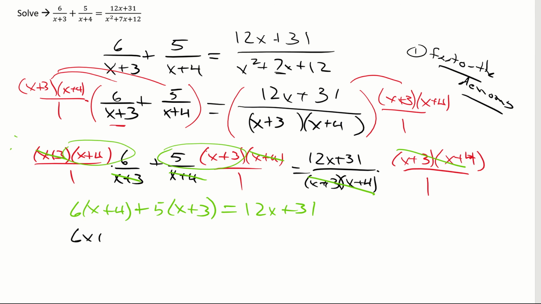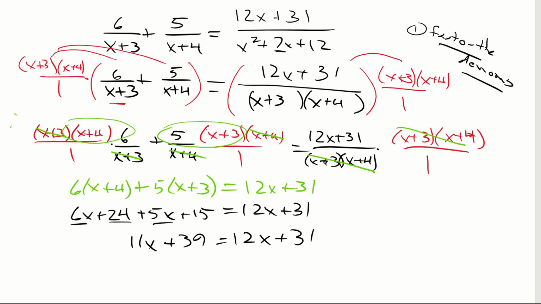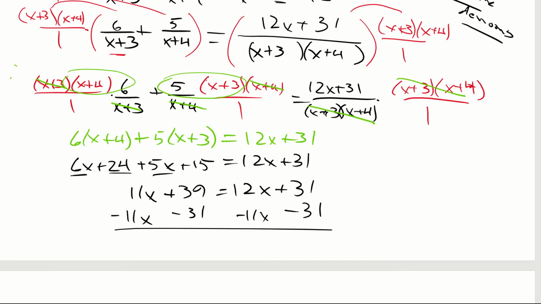We have 6x plus 24 plus 5x plus 15 is 12x plus 31. And all I'm doing now is combining like terms, and that's 11x plus 39 is equal to this. I think what I'll do to solve it, it's a linear, it's not quadratic. You know what, I'm going to move the 11x over here. That means move the 31 over here. And folks, here comes the answer. You want to see what it is? This is 8 is equal to x.